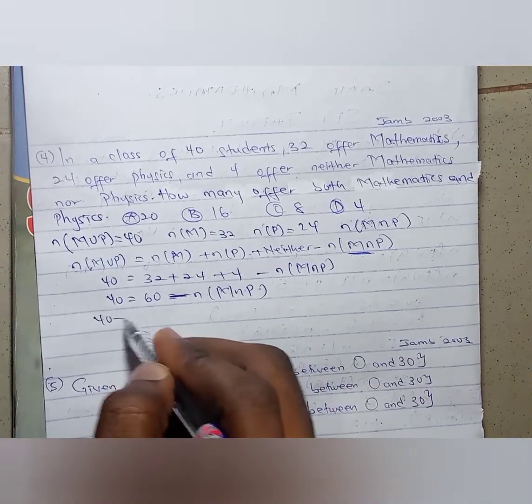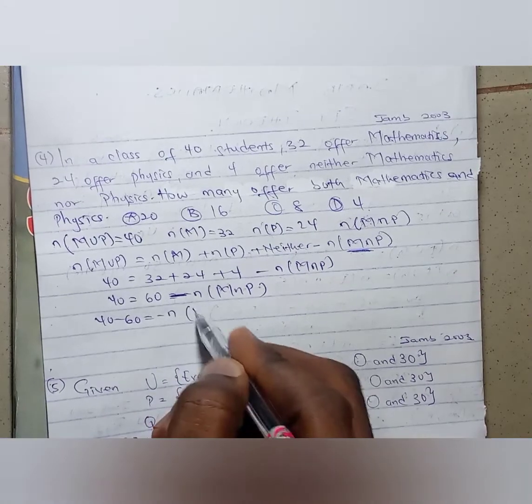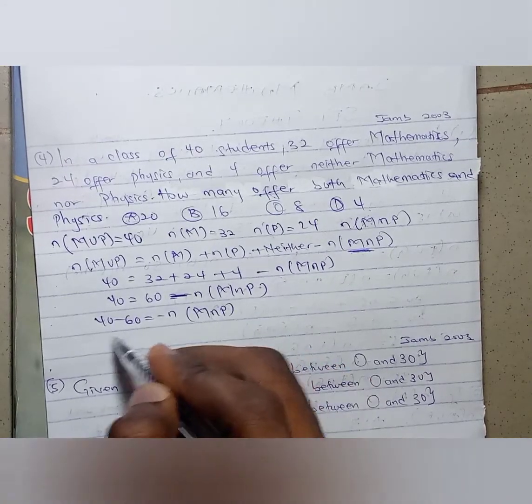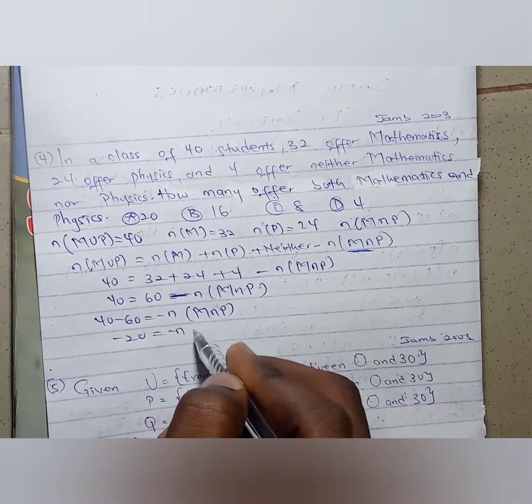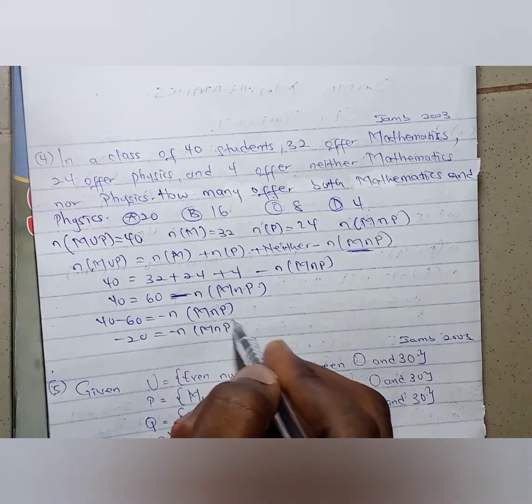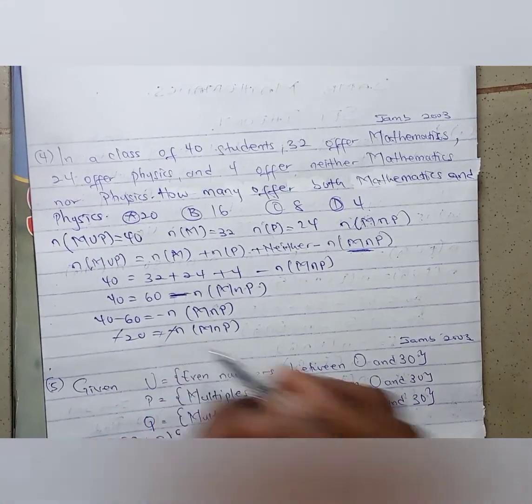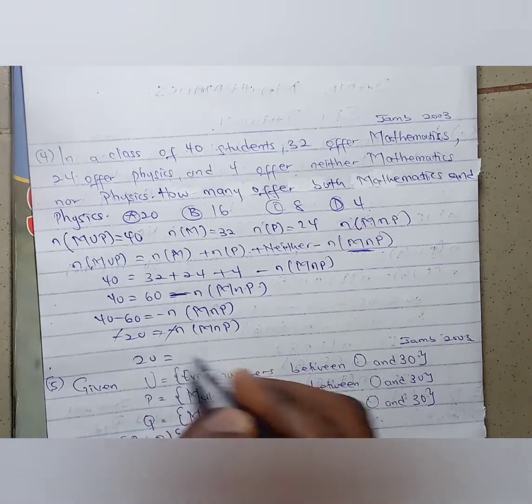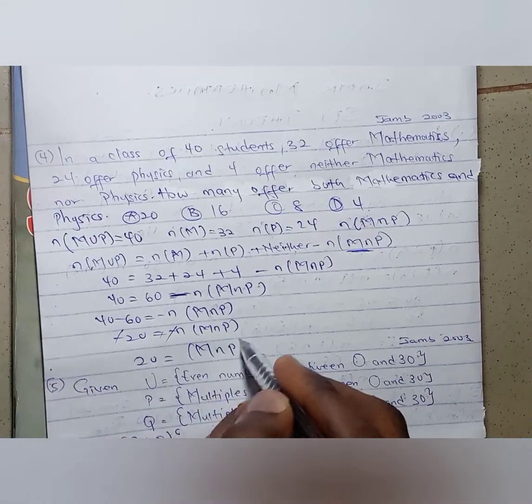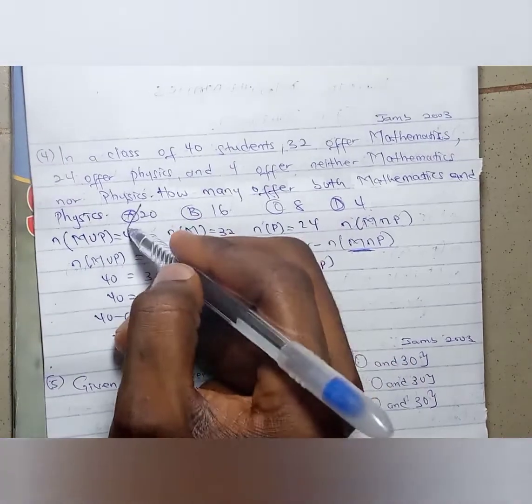So crossing, 40 minus 60 is equal to negative m intersection p. So negative 20 is equal to negative n. So therefore we can see that 20 students studied both mathematics and physics. So option A is correct.